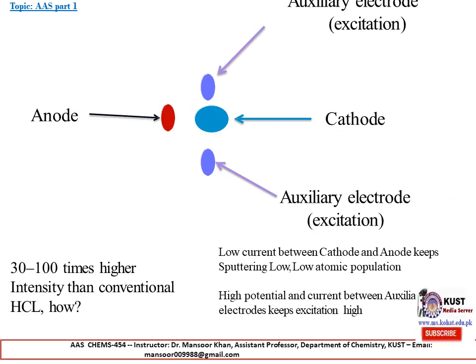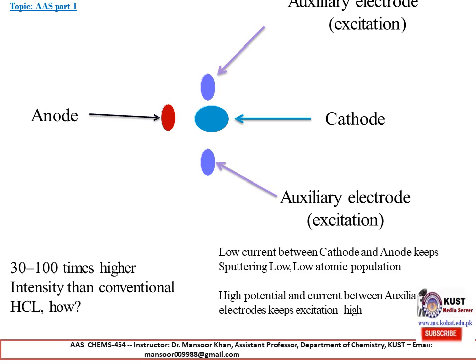This is the schematic structure of the boosted hollow cathode lamp. It consists of an anode, two auxiliary electrodes and one cathode. It produces 30 to 100 times higher intensity than a conventional hollow cathode lamp. How? Because it has two auxiliary electrodes and they also take part in excitation.